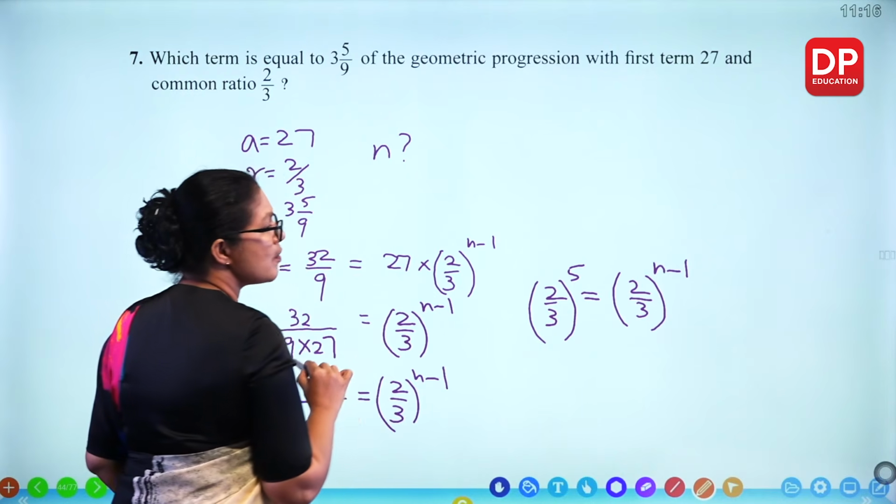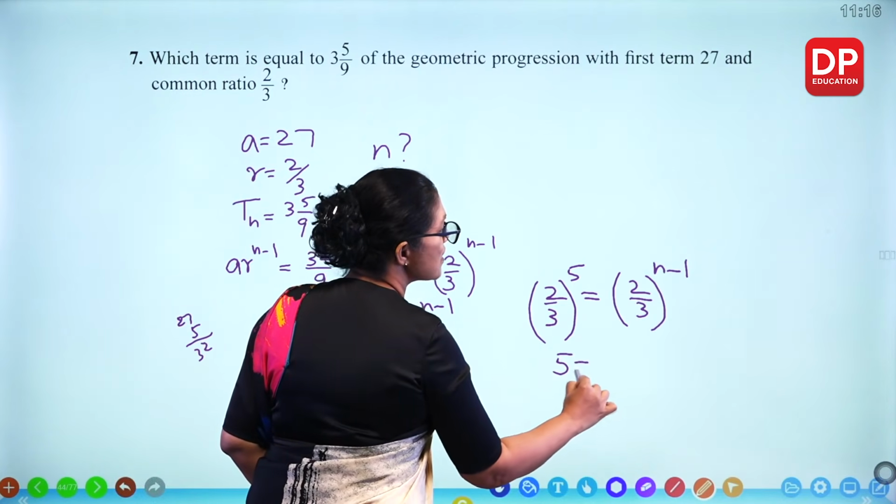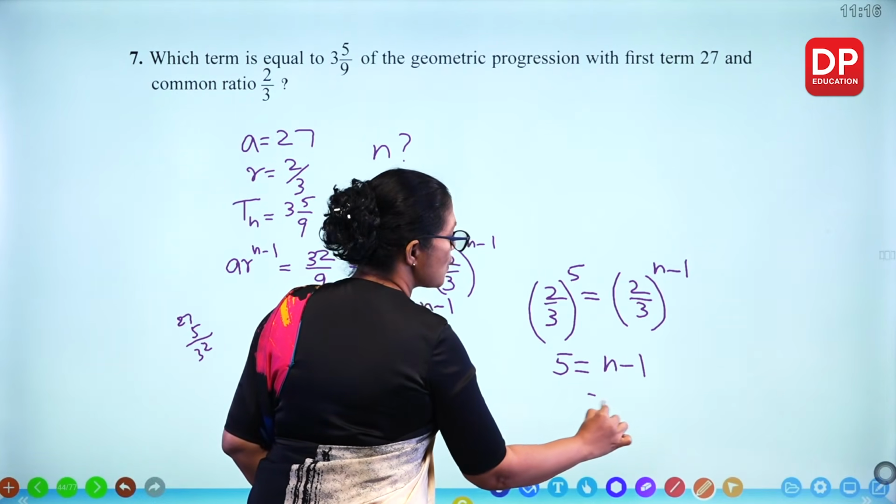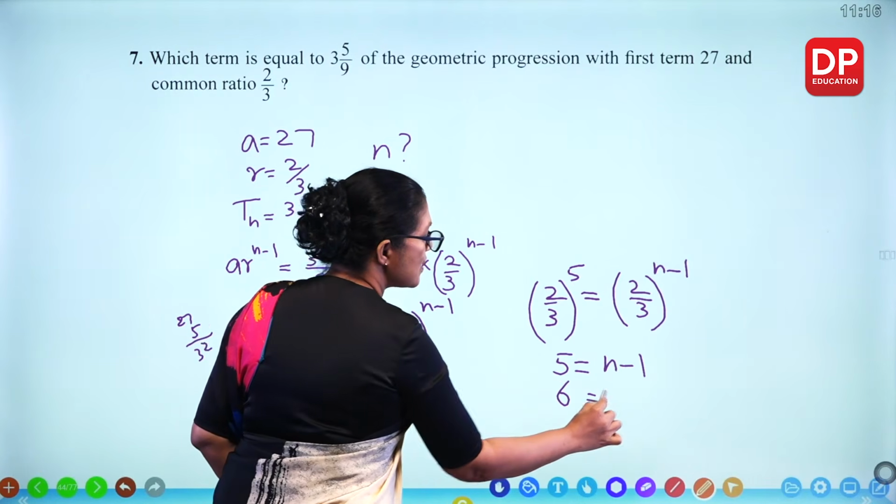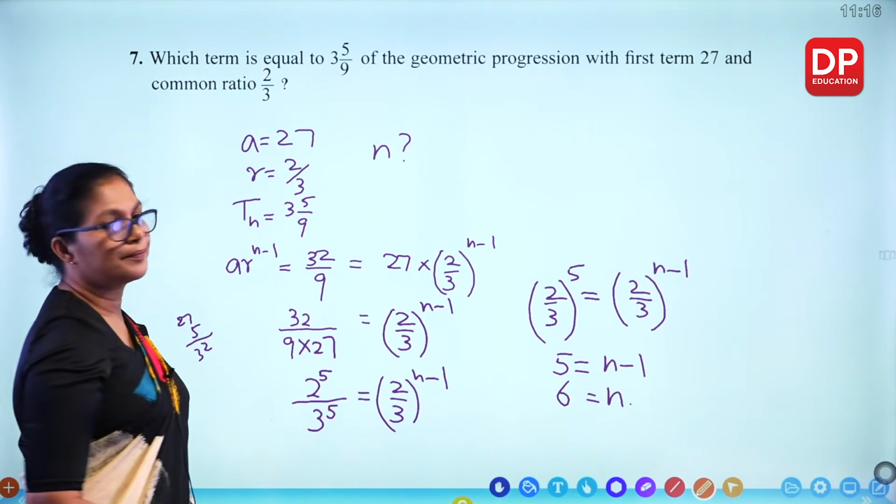Same base, you can compare the powers. 5 equals n minus 1, n equals 6.